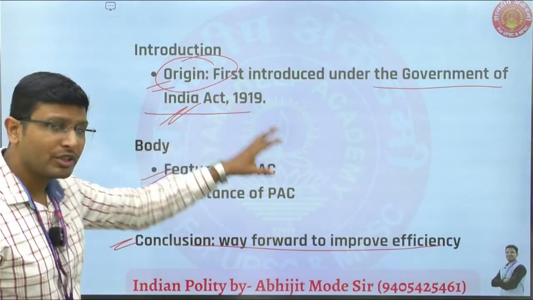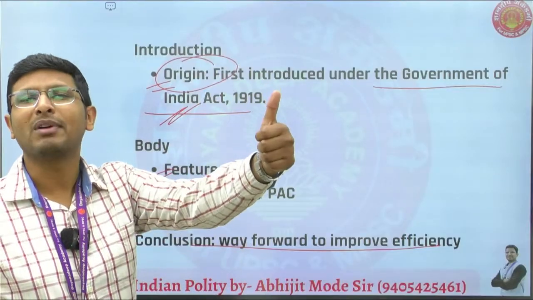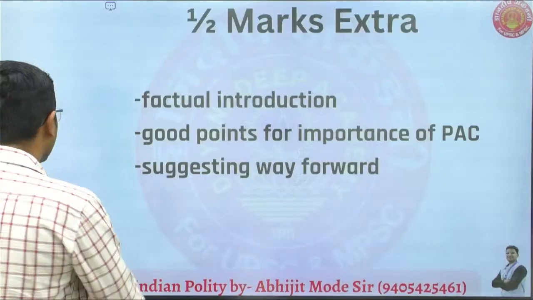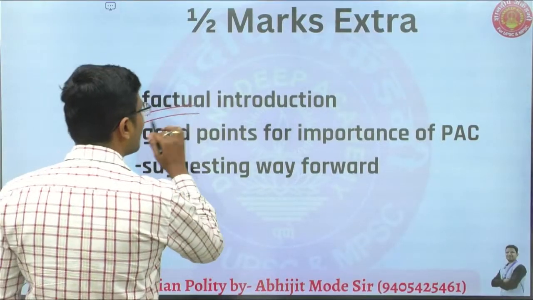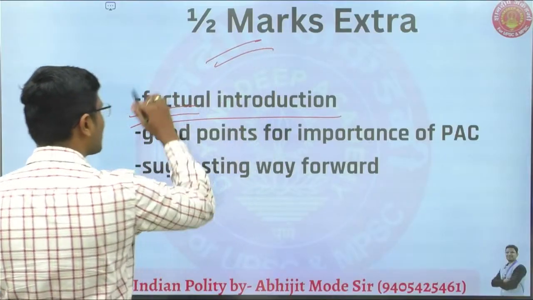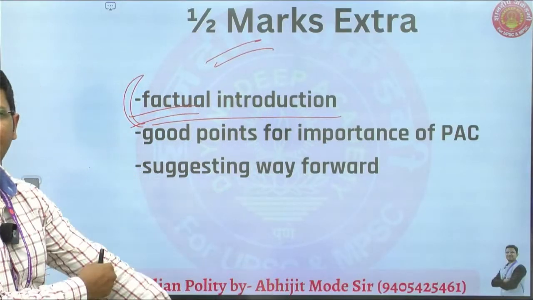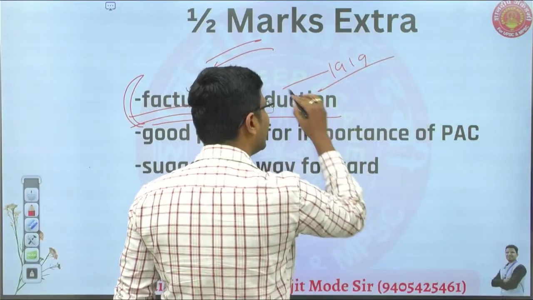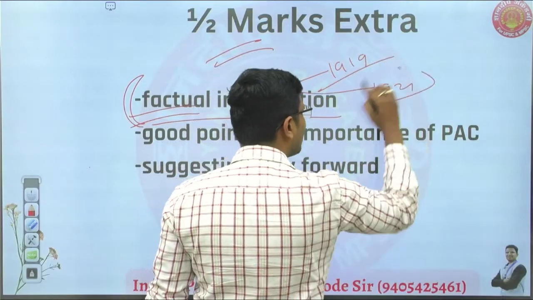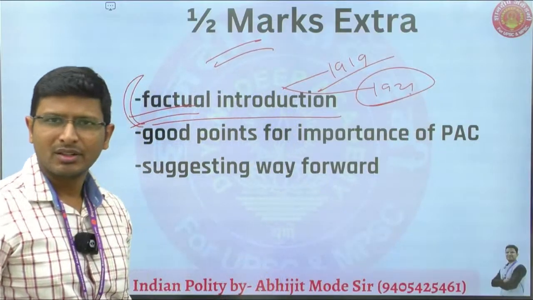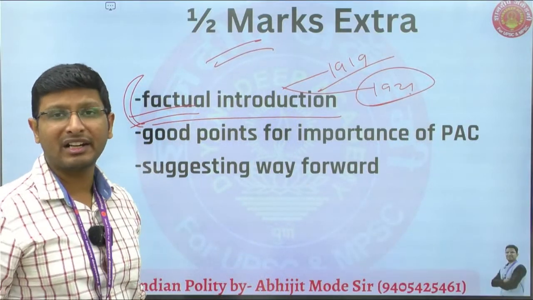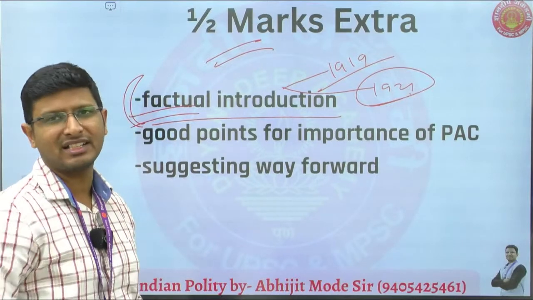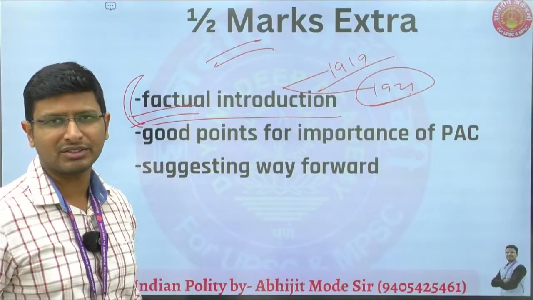And see, everybody is going to write these things. Then where will you get the extra marks? कहाँ मिलेगा वो extra marks? तो ये हमें देखना है. You will get extra marks with factual information. This half marks extra, you have to write the factual information. Like in the introduction, we mentioned that the public account committee was established in 1919. In 1921 it started working. And this is the oldest parliamentary committee we have right now. So you should know this fact and put these facts in the answer. Only then you will get better marks.